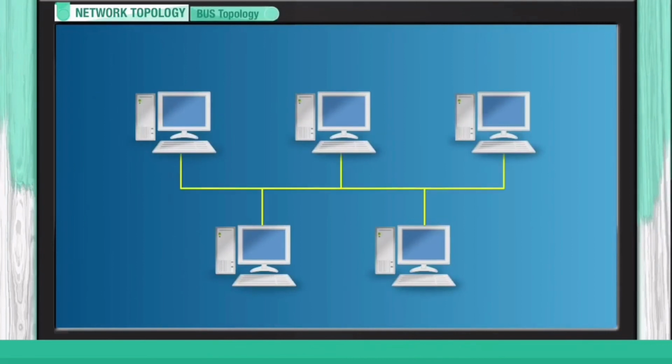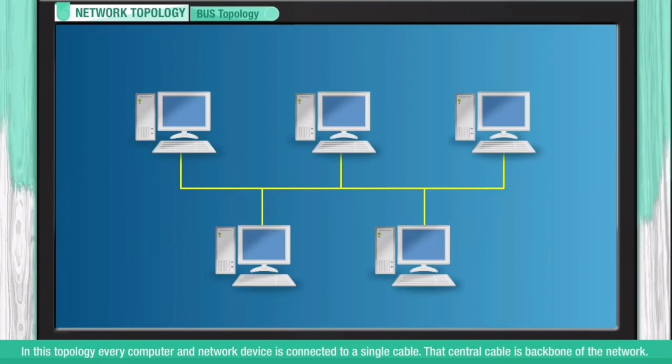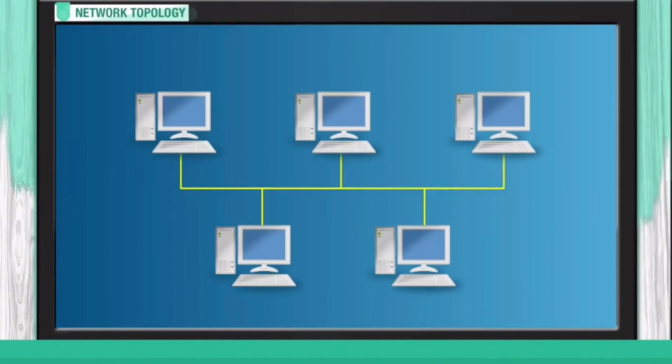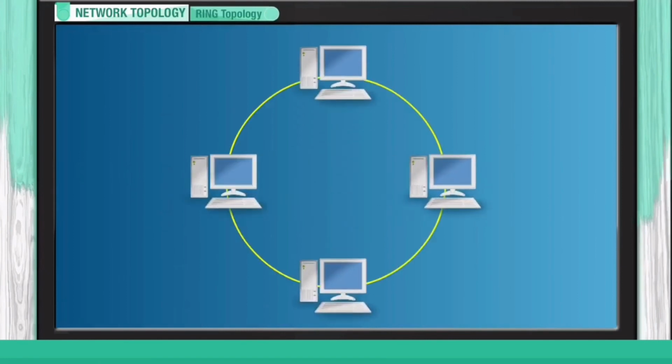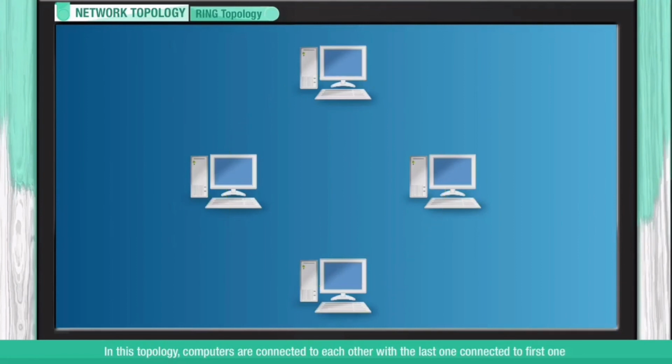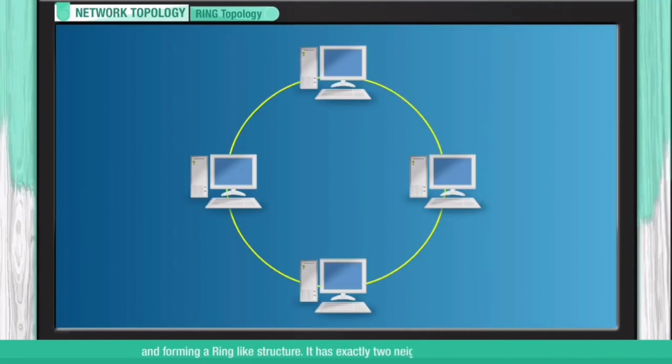Bus topology. In this topology, every computer and network device is connected to a single cable. That central cable is the backbone of the network. Ring topology. In this topology, computers are connected to each other, with the last one connected to the first one, forming a ring-like structure. It has exactly two neighbors for each device.